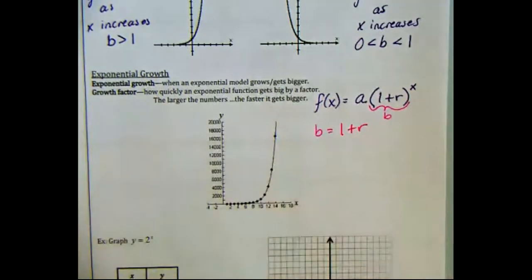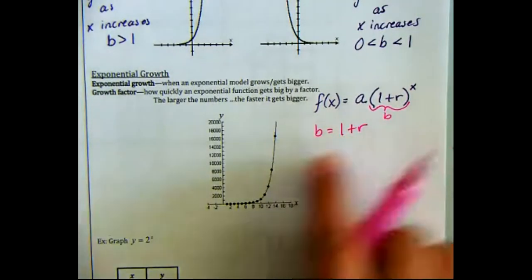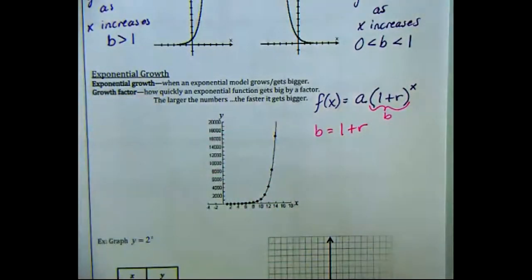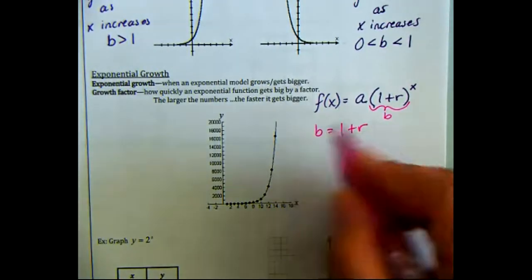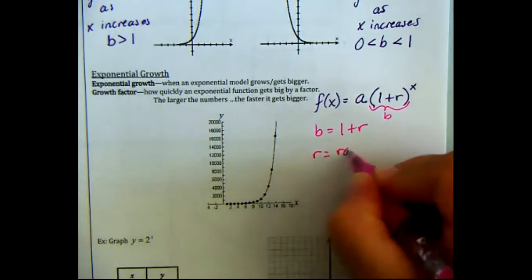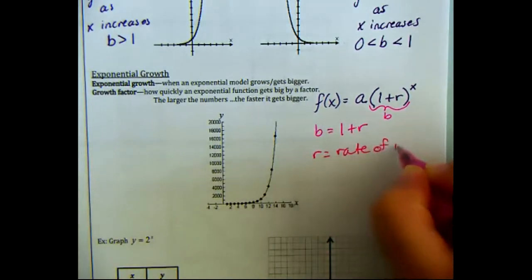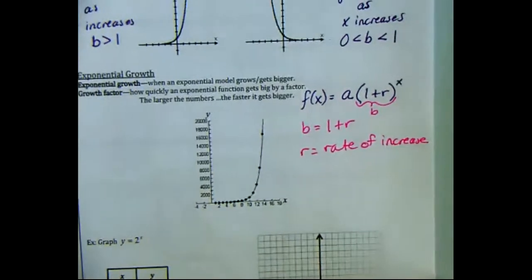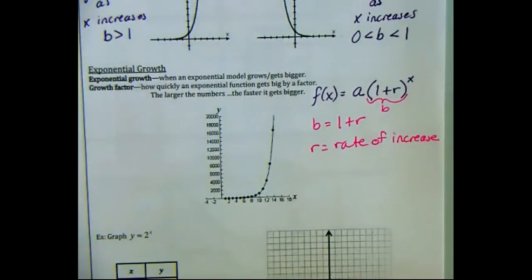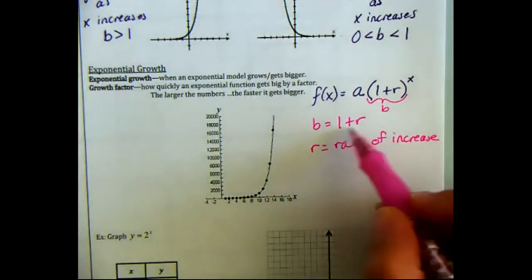So the b is greater than 1, right? Because this is about growth. Okay. So b is greater than 1, so we have 1 plus r, where r is our rate of increase. And r is our rate of increase, because that's what's different from 1, right?